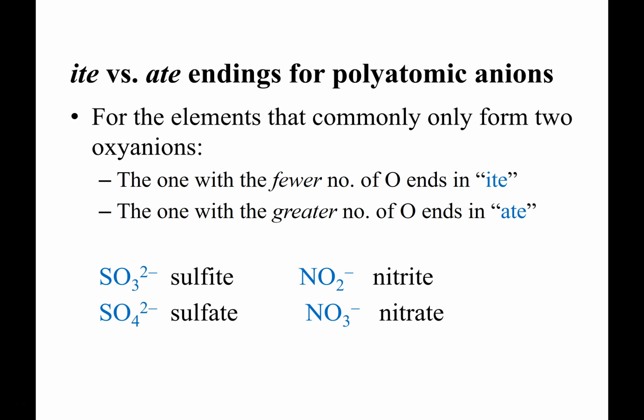Now there's a way to differentiate between ite and ate within the same element. I used to say you ate too much, so ate is too much oxygen. So ate is always more oxygen than ite. So relative to sulfur, sulfate is more oxygen, SO4, and sulfite is less oxygen, SO3. Same pattern here with nitrogen. Now the number of oxygens change.